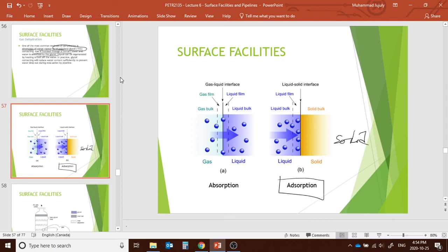Okay, solid desiccant to absorb the water. And then we can heat up this desiccant and the water can go out, and we can regenerate it. Absorption is something like we mix the glycol with the gas bulk, and then this extra water is sucked up by this ethylene glycol, and then it can go out.